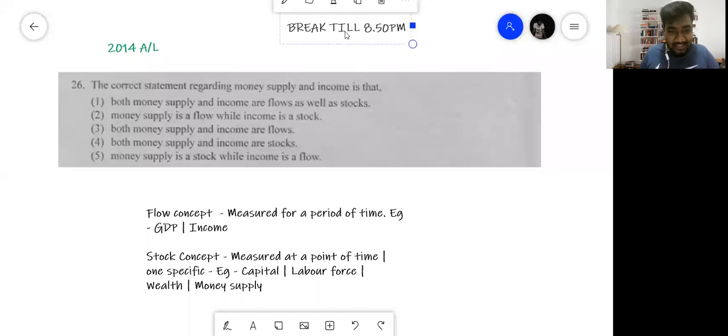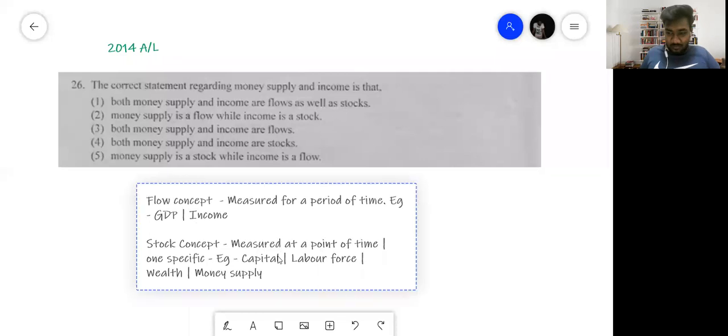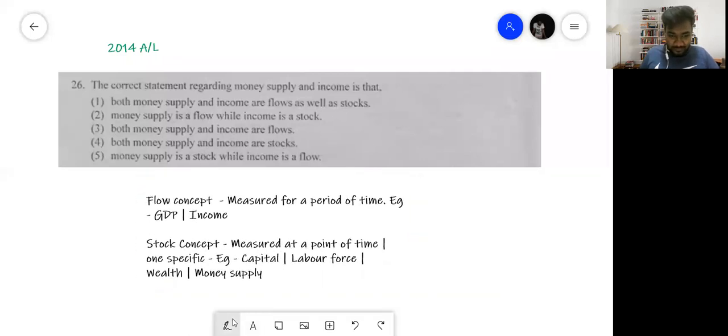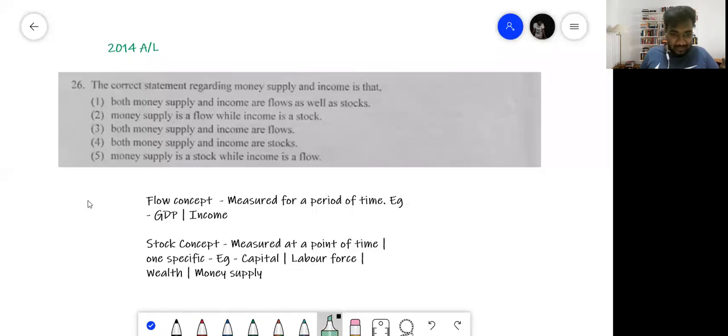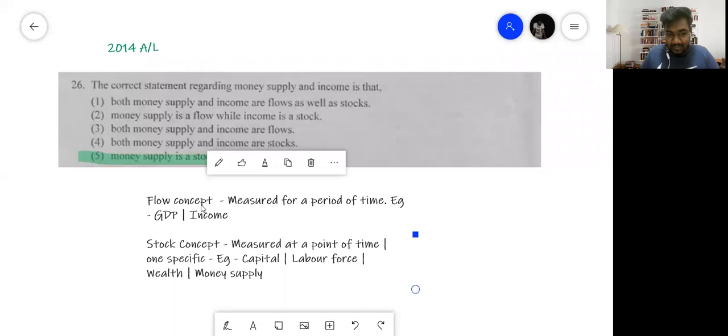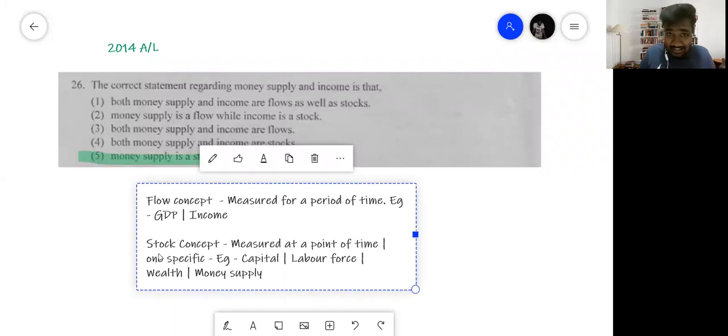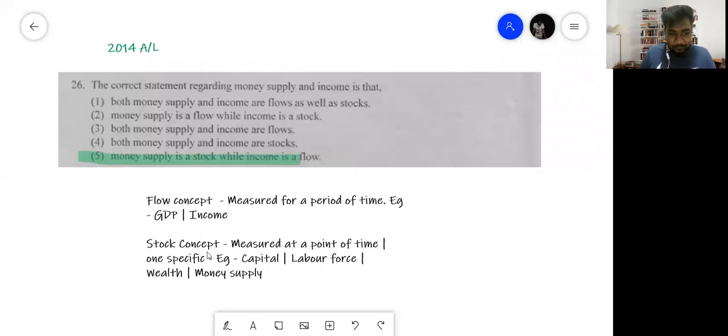Okay, so which one is the answer? 1, 2, 3, 4, 5. Okay, the answer. What do we have? Money, income is a flow. So it should be this 5. Right? Both are not flows, guys. Income is a flow. Money supply is a stock. Okay. So we go with answer number 5.